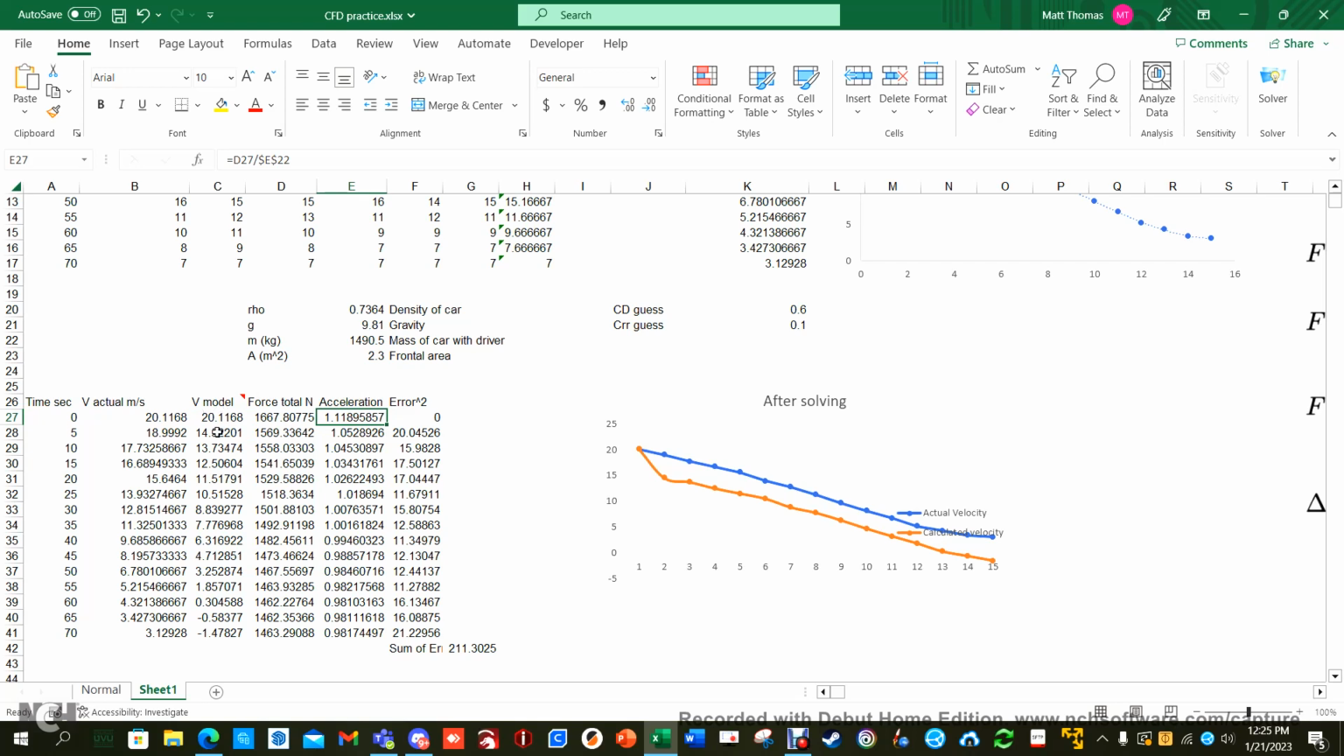Now, if we go to the V model, the velocity is where you're going to take your previous value and subtract your value of acceleration times a change in time. And that will give us our new value of velocity. So you just do this over and over and over, copy paste. It's actually really easy. Just grab this and just drag it down. So it solves for everything.